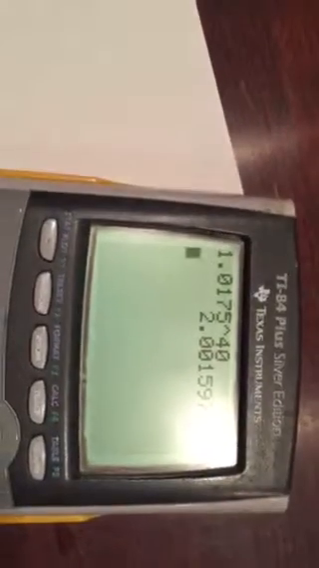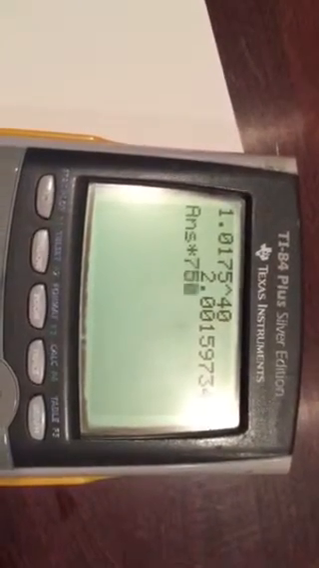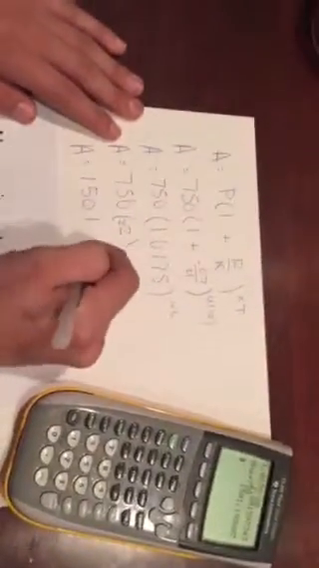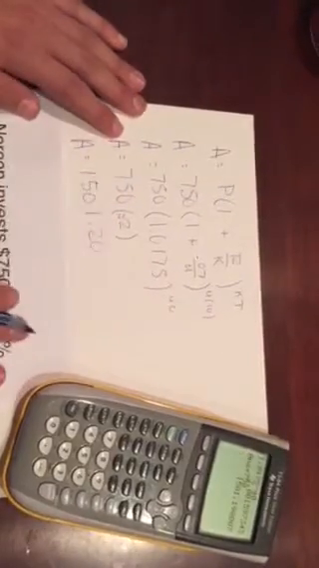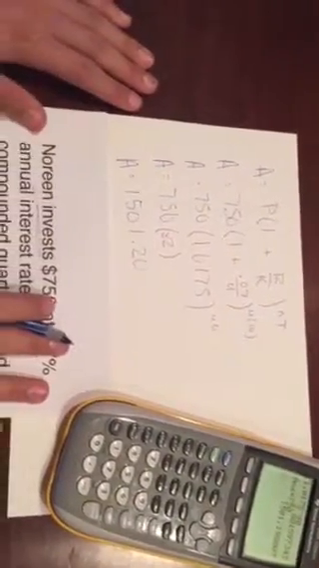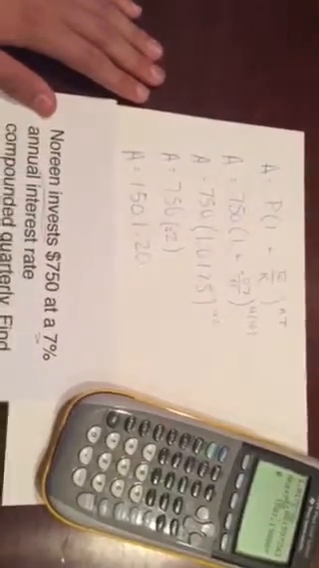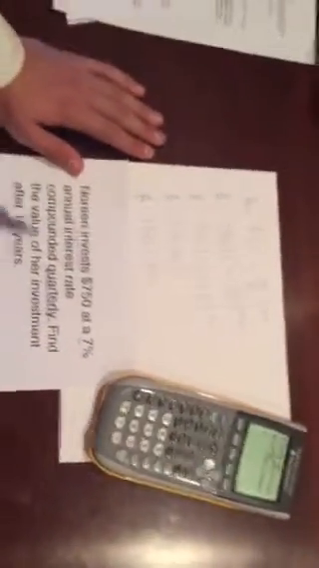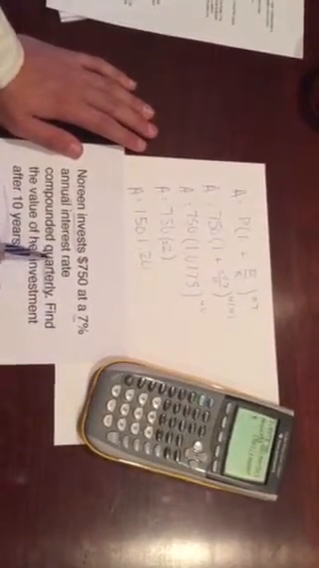We'll put approximately there. We'll plug in the exact one. Times 750. You get about $1,501.20 approximately. All right, so that is how much Noreen will have if she invests $750 at 7% annual interest rate, compounded quarterly for 10 years.